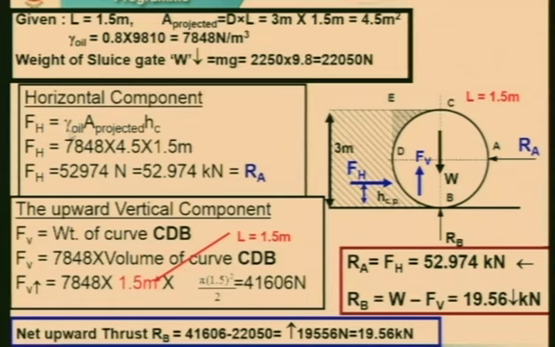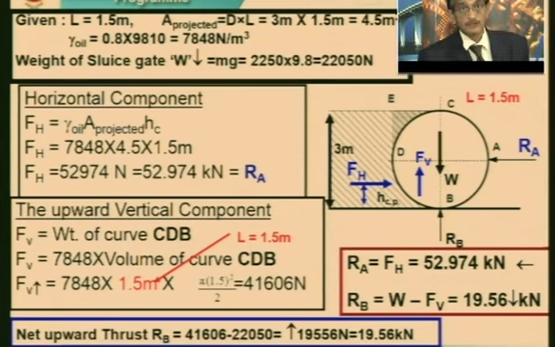For the horizontal component, we will apply the formula gamma into A projected into Hc, that is gamma oil into A projected into Hc. You can see the values are ready: 7848 into area projected 4.5 into 1.5. If you calculate, the reaction at A is going to come in front of you. Please calculate, you will get 52.974 kilonewtons. So this is your Fh.